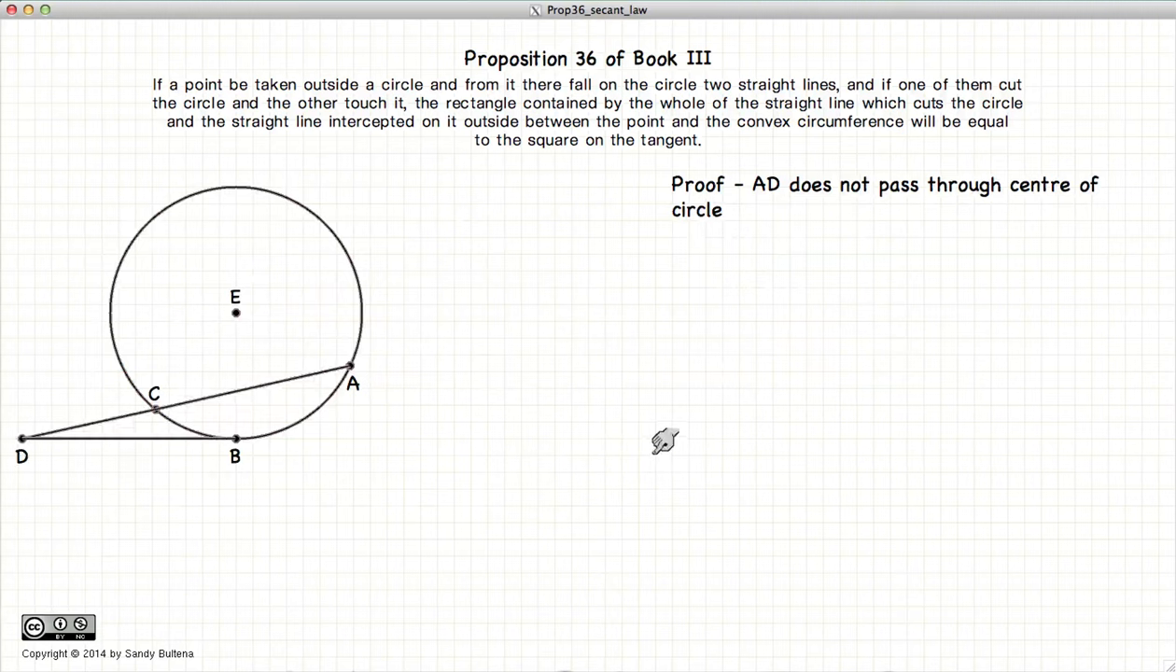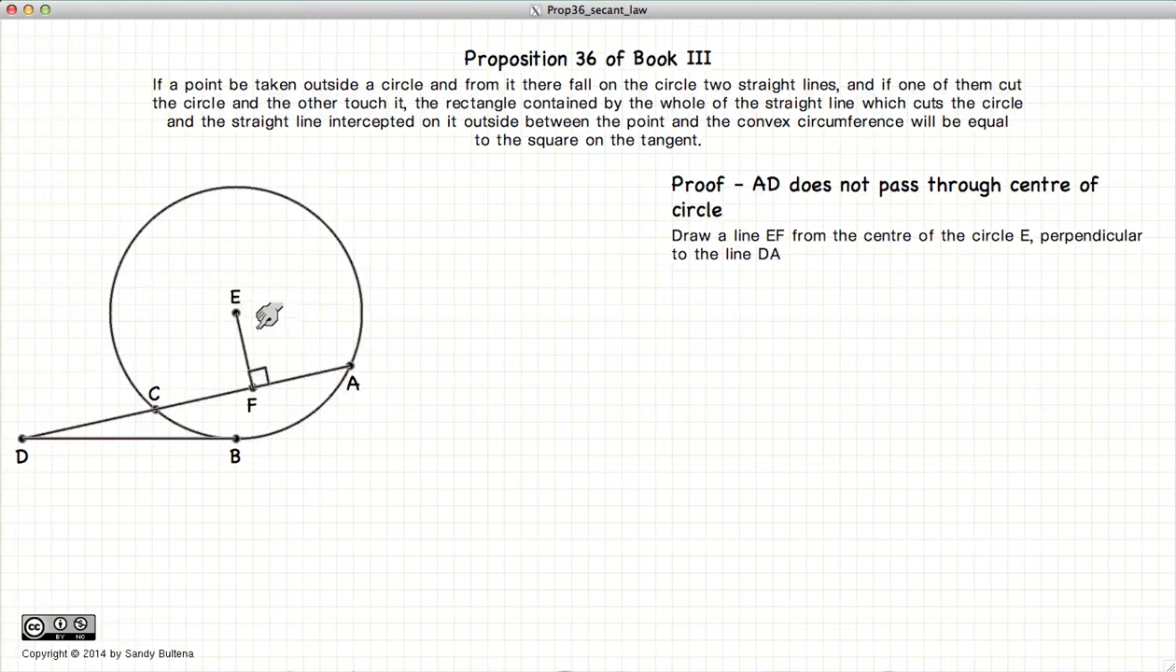All right, so let's give a proof when AD does not pass through the center of the circle. So here we have E as the center of our circle. So we draw a line from E to the line DA so that it is perpendicular and it intersects at the point F. Now CF is equal to FA according to Proposition 3.3 of Book 3, since EF is perpendicular to CA. So this line here is equal to this line here.